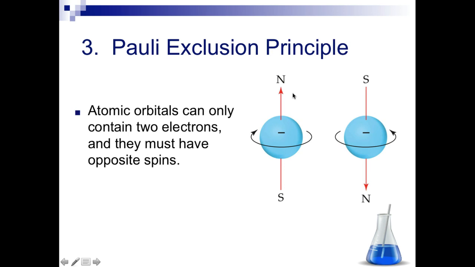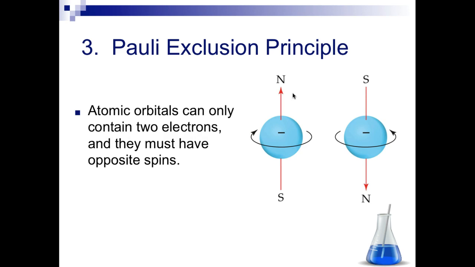The Pauli exclusion principle says atomic orbitals can only have 2 electrons, and they must have opposite spin. So in each one of the little boxes for the orbital diagrams, you can have 2 electrons, and the 2 electrons need to be spinning in opposite directions.